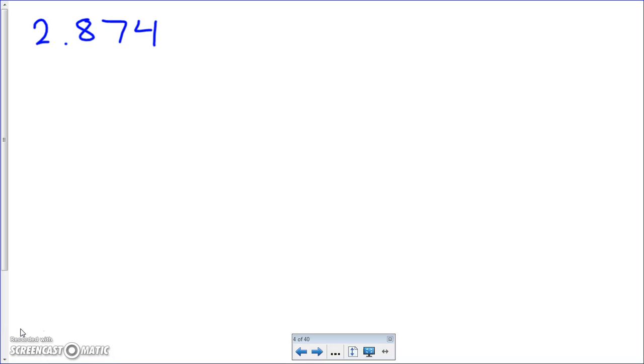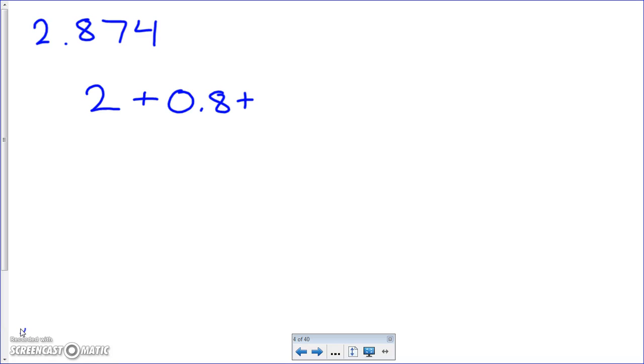So for expanded form, we're going to separate each of the pieces out. So the first piece is the whole number. So we're going to write 2 plus. Then we're going to split the decimal into its 3 sections. So first we're going to add 8/10. Then we're going to add the 7/100.